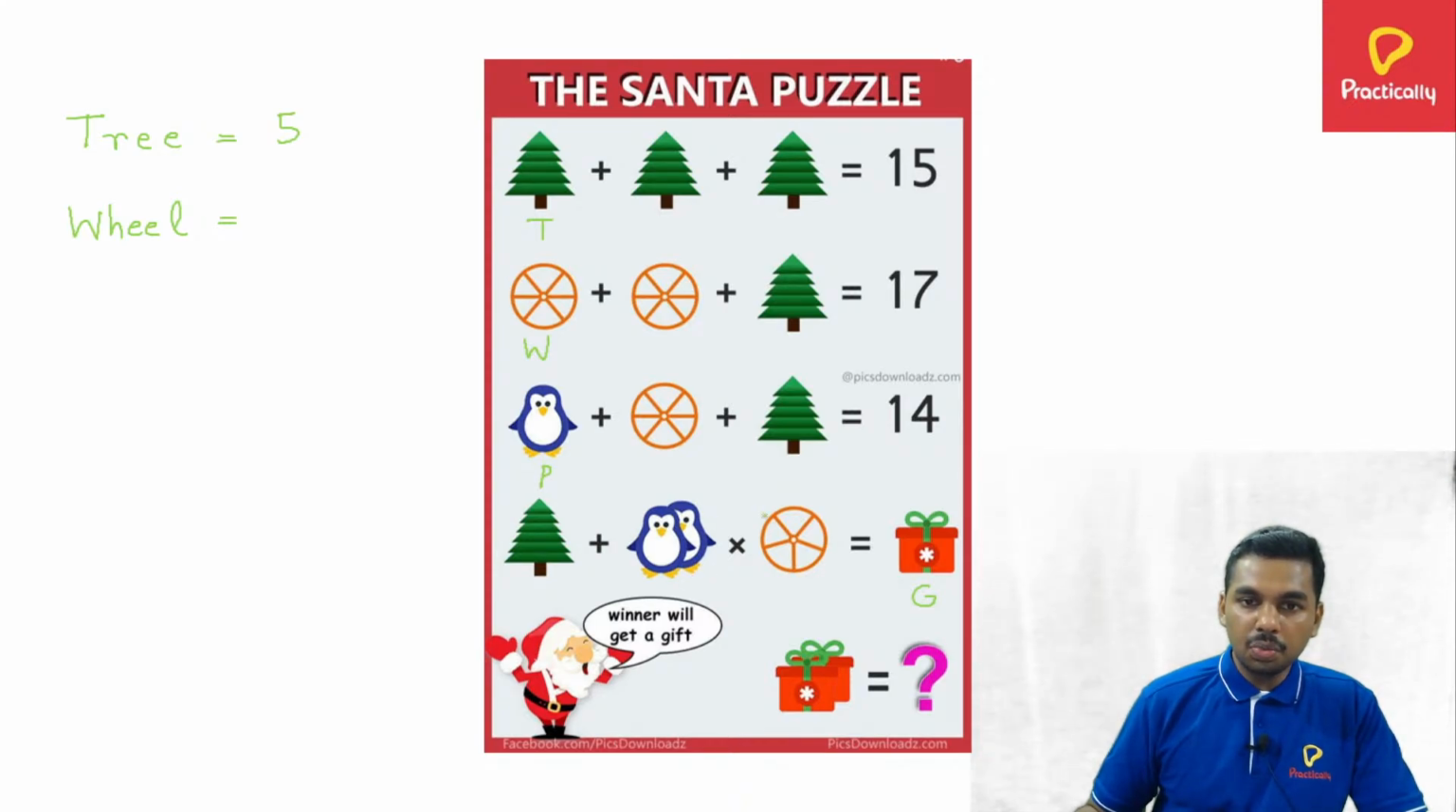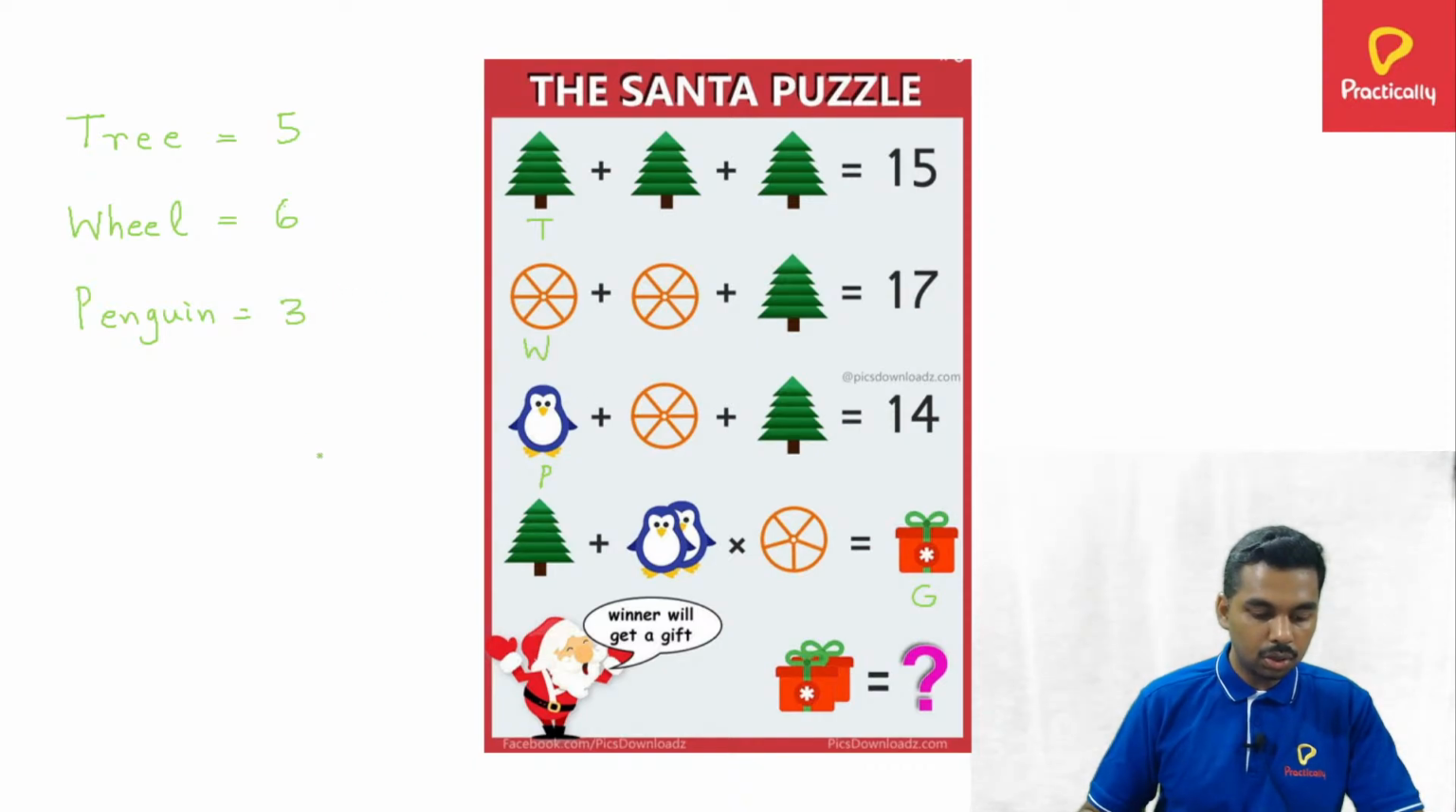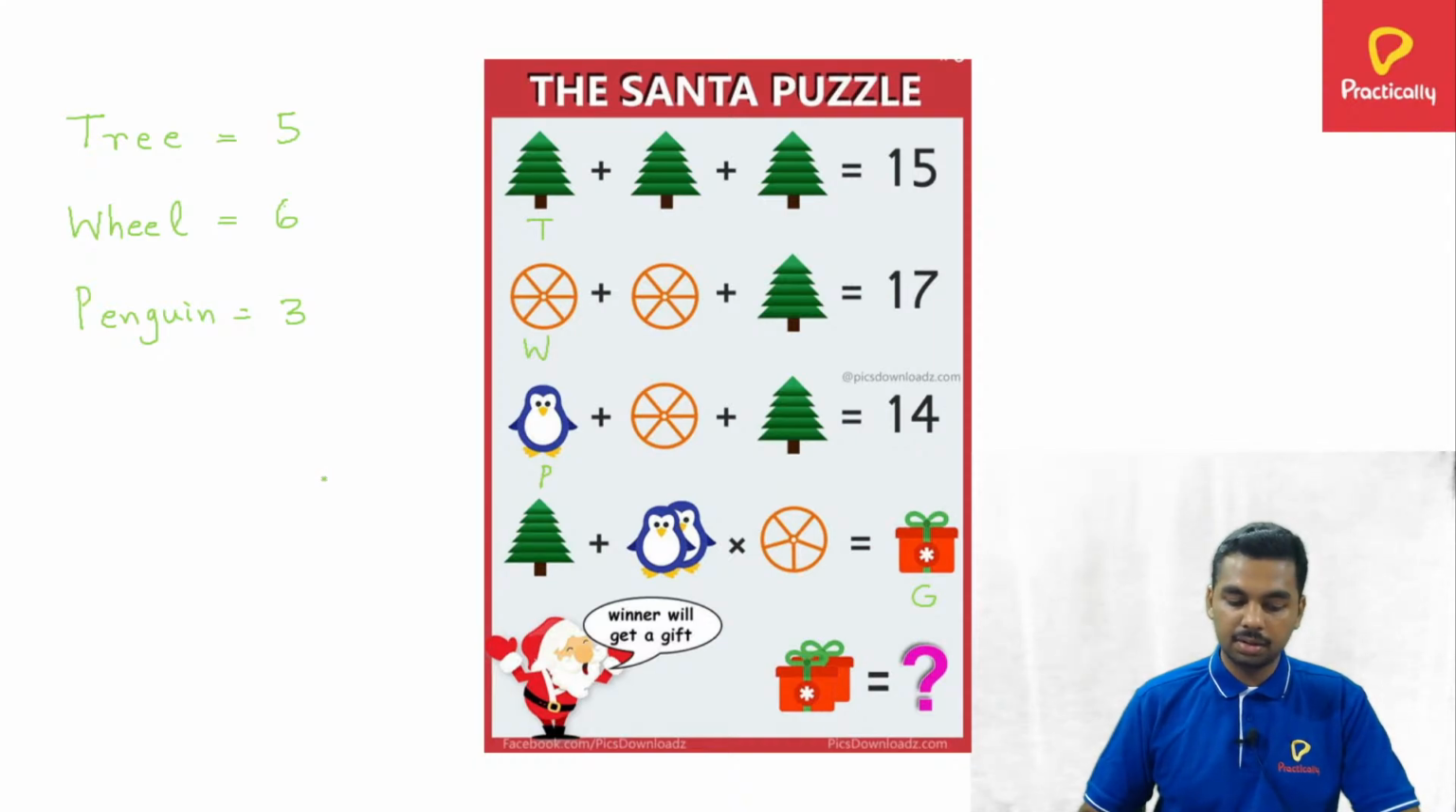Alright, so let's find out what is the value of W. So 2 times W plus tree equal to 17. So tree equal to 5. So 2 times W should be equal to 12, or W should be equal to 6. So that is the value of wheel. What about the penguin? So tree plus wheel will be 11. So if you subtract 14 and 11, you will get the answer as 3. So penguin equal to 3, which is in fact correct.